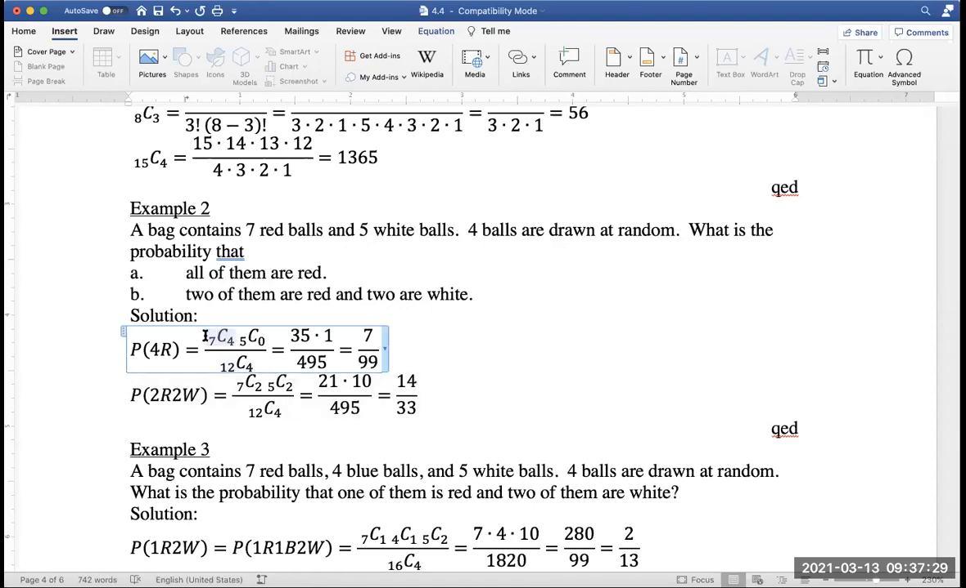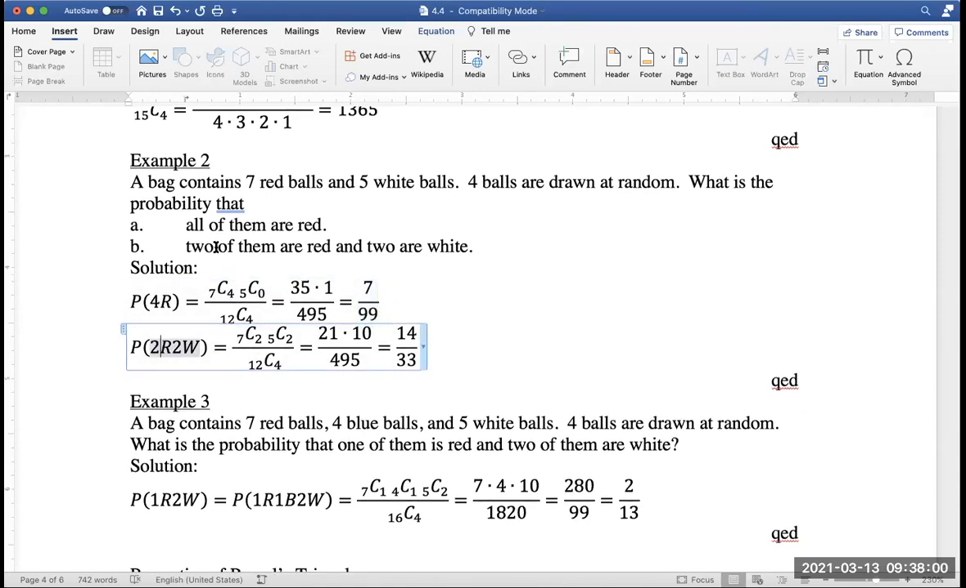Next, there are 7 red balls. I want to choose all of them to be red. So I want all 4 to be red. There are 5 white balls, and I want to choose none of them to be white. 7C4, 35, 5C0, 1, 12C4, 495. And so I get 7 over 99.